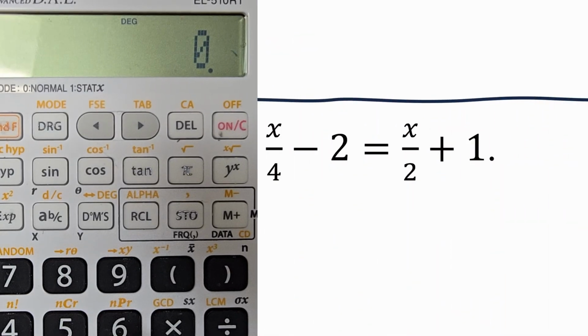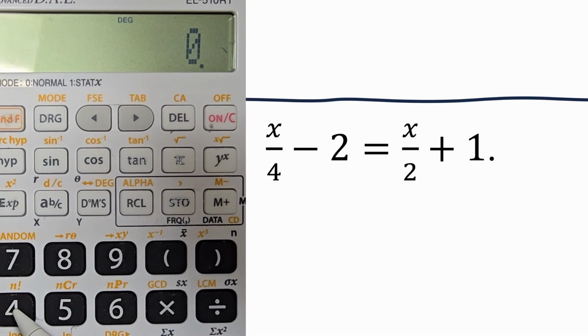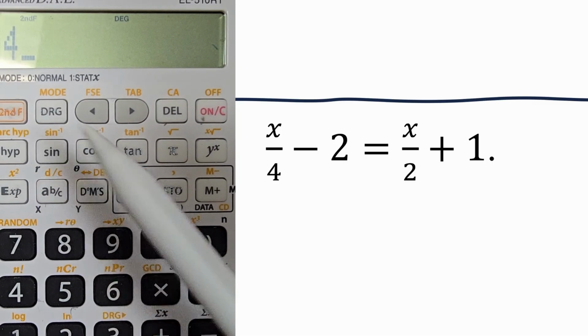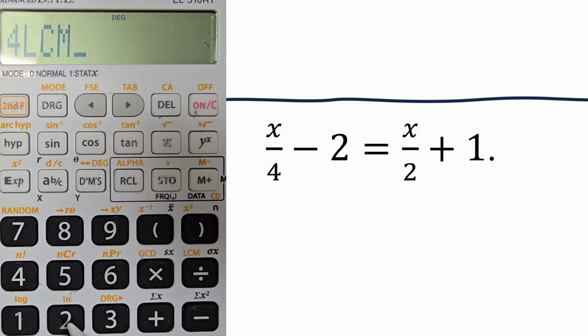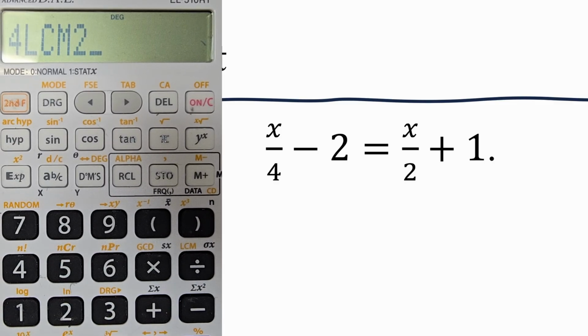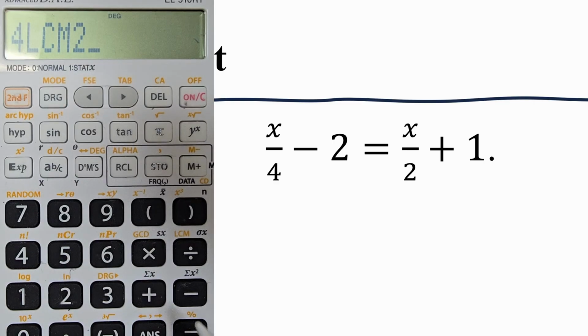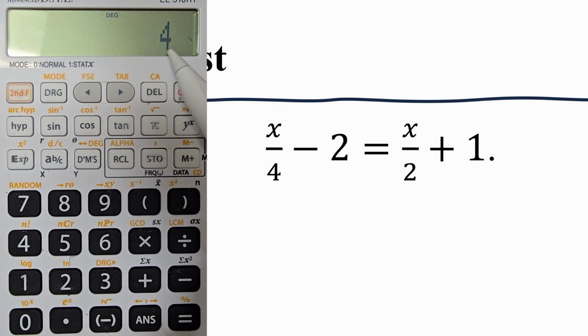Okay, so our numbers are 4 and 2. We are going to calculate the LCM of 4 and 2. First input your first number, 4, and select the LCM function. So go to second function, LCM, and input the second number. Your values look like this on your screen, and press equal. So your LCM is 4.